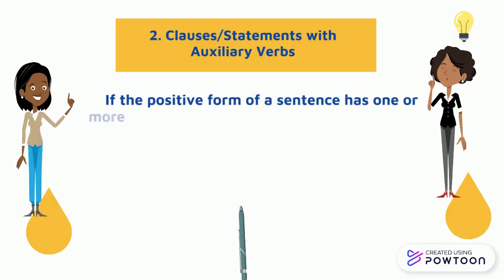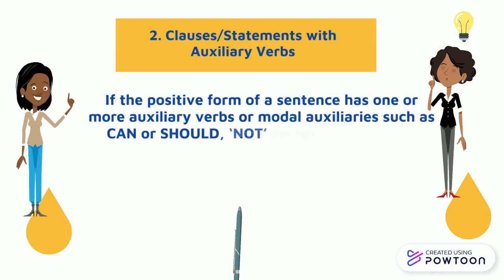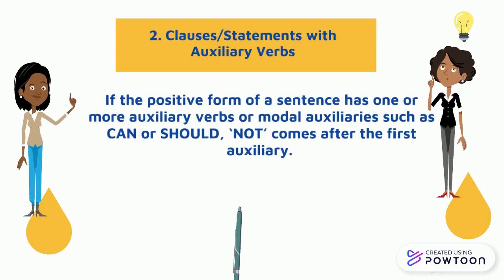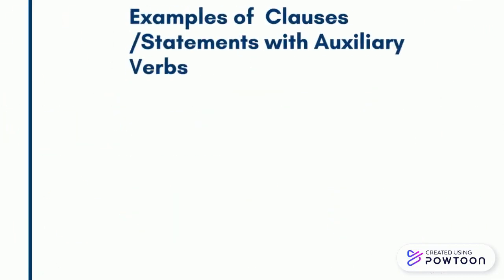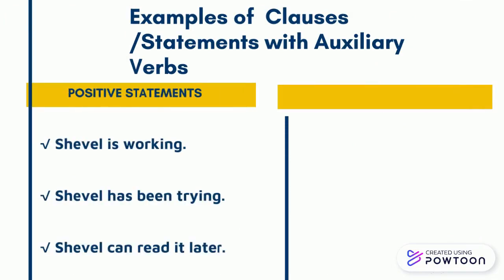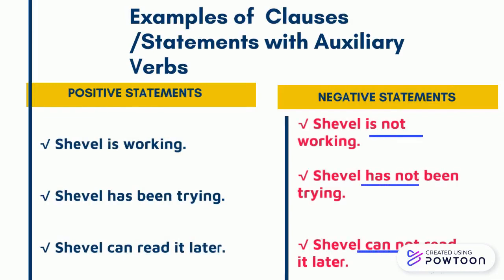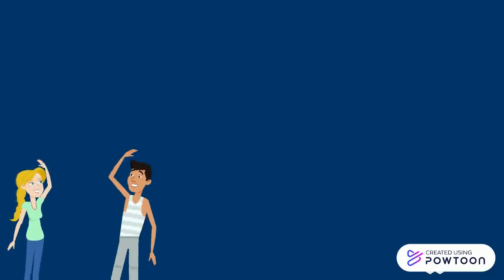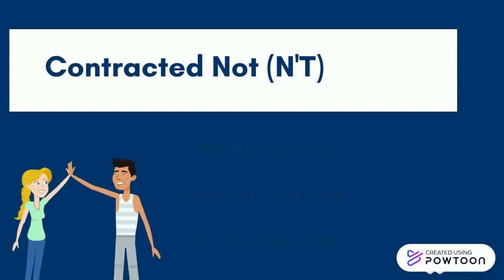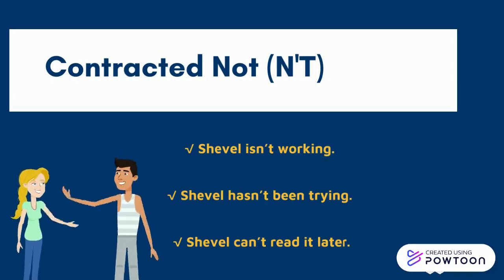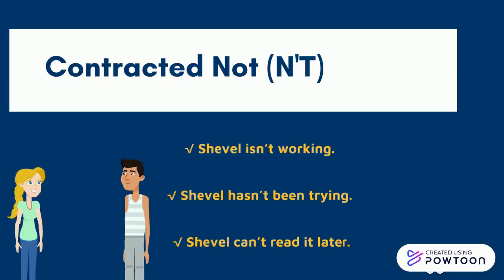To negate clauses with one or more auxiliary or modal verbs, not is placed in front of the first auxiliary verb. Let's look at some examples. In these examples, the underlined sections highlight where verbal negation has taken place. These examples have shown that the word not contracts with modal and auxiliary verbs.